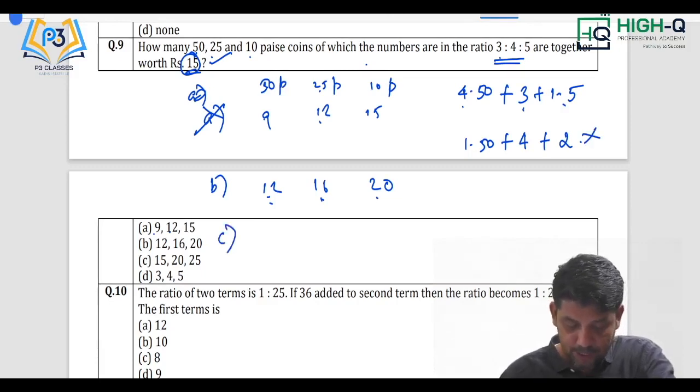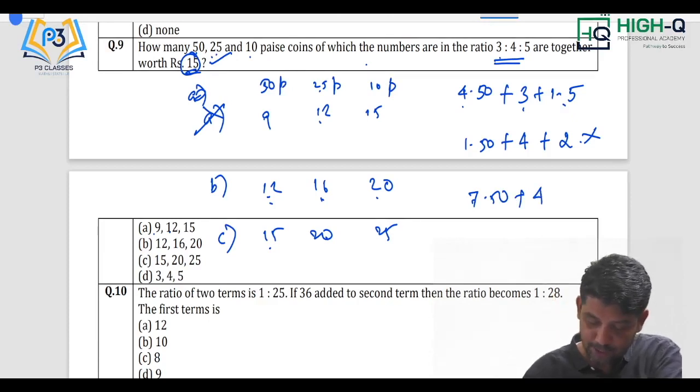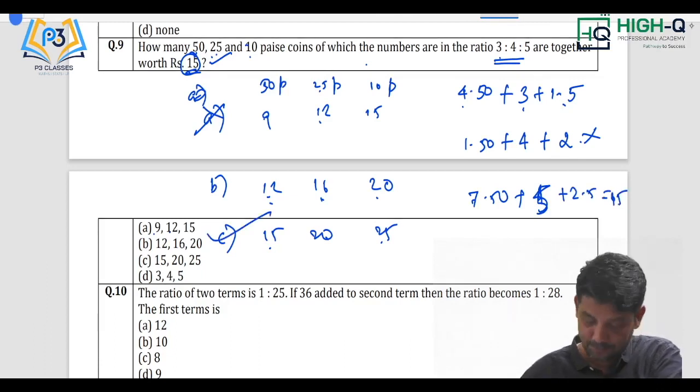C. What exactly will come? C is nothing but 15, 20, 25. Yes, this is also 3 is to 4 is to 5. Let me check. 15 50 paise coins, 7 rupees 50 paise. 20 25 paise coins, not 4 rupees, what is it? 5 rupees. 25 10 paise coins, plus 2.5. Yes, sir. We are getting 15 rupees, sir. Our answer is C. Fine.